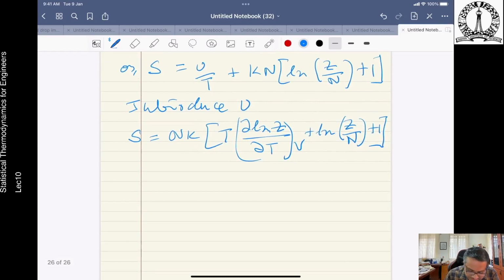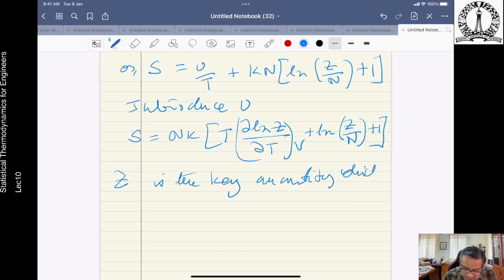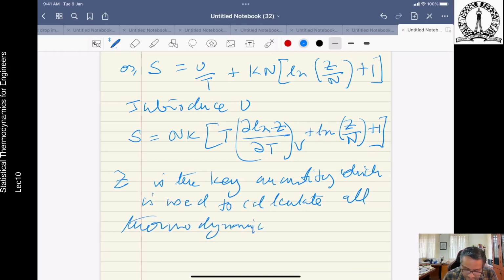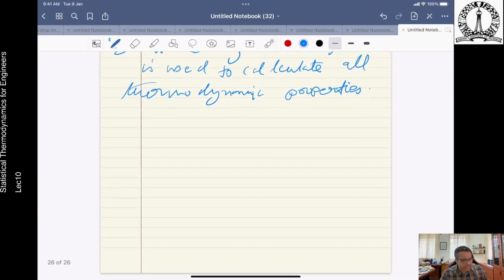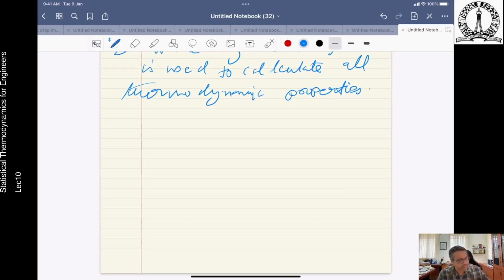So as we can see, z is the key quantity, okay, which is used to calculate all thermodynamic properties. So z is a very key advantage. So we calculated u, we calculated s. Now we can do some additional properties too.